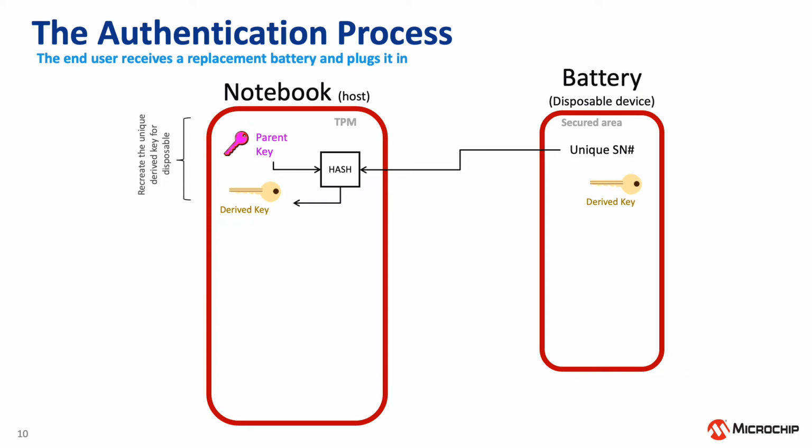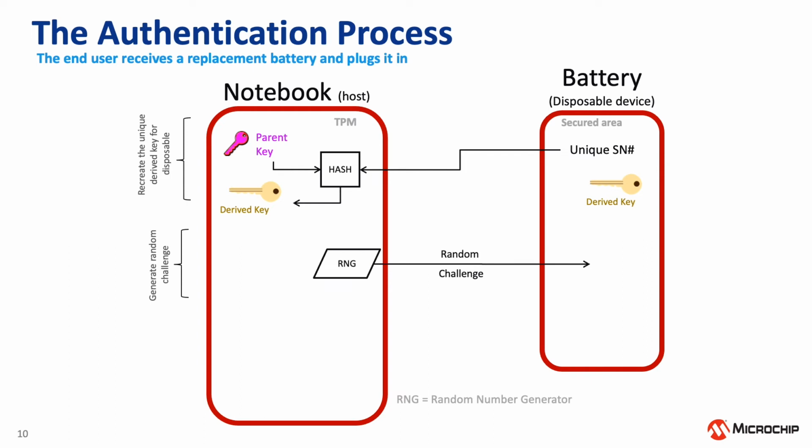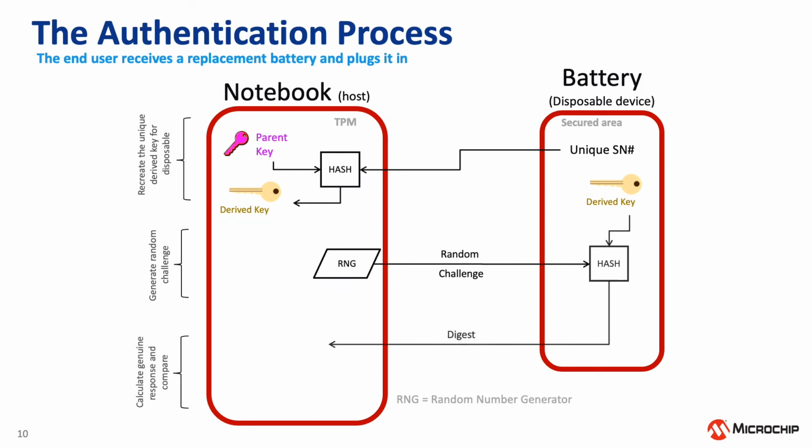Once it has the derived key that was made for the battery, it doesn't just go ahead and ask for the derived key from the battery. That's not secure, right? You don't want to reveal that. You never use keys directly. You always use keys indirectly. So the notebook computer is going to create a random number and send that random number over to the battery and ask the battery to hash the derived key with the random number, which would create a digest, and send that digest back to the notebook.